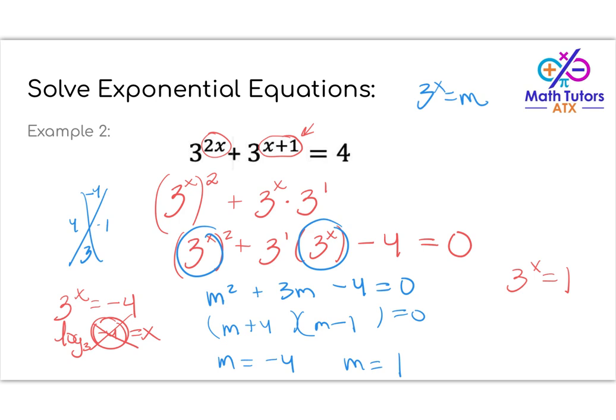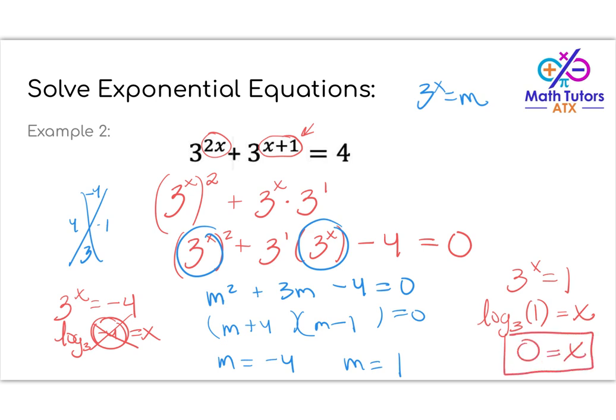Over here, 3 to the what equals 1? Well, you probably are already thinking, that's 0. It is 0, because anything to the 0 power is 1. If you also just want to verify that, log base 3 of 1 equals x. Log base anything of 1 is 0. So x must be 0 for these.